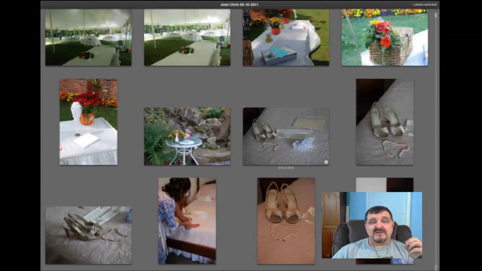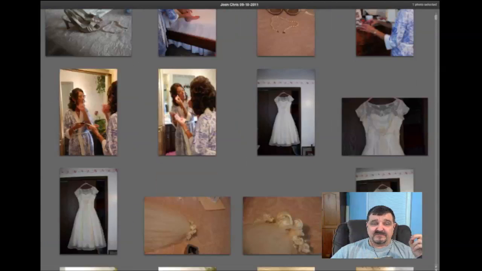This is all the pre-wedding stuff, right? The pre-wedding stuff that gives the bride that pre-wedding jitters. We always like to get a picture of the gown. You never know when you might want to use that later on in editing.